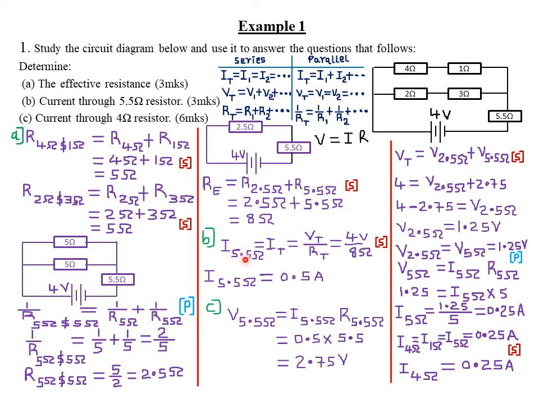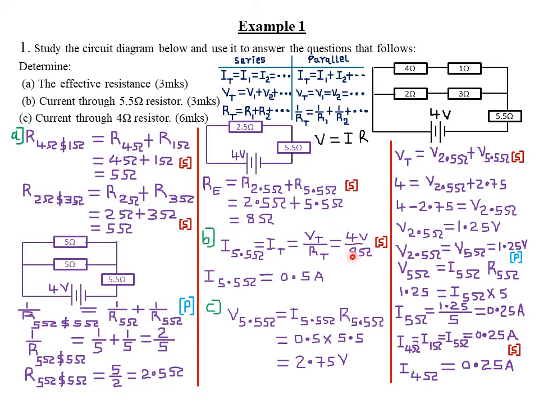So the current through the 5.5 ohm resistor is equal to the total current, that is I total, and we know that from Ohm's law, current will be voltage over resistance. So the total current is equal to the total voltage over the total resistance, or the effective resistance. Because we are given the total voltage, which was 4 volts, we'll simply take 4 volts divided by the total resistance through the circuit, which is the same as the effective resistance, just 8 ohms.